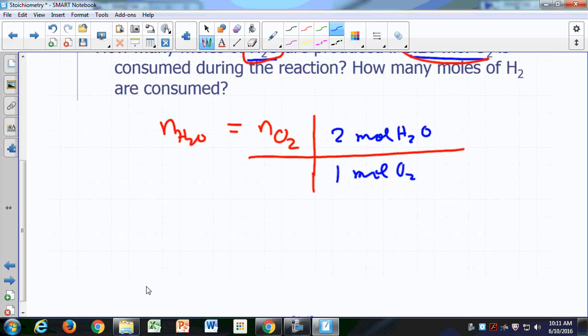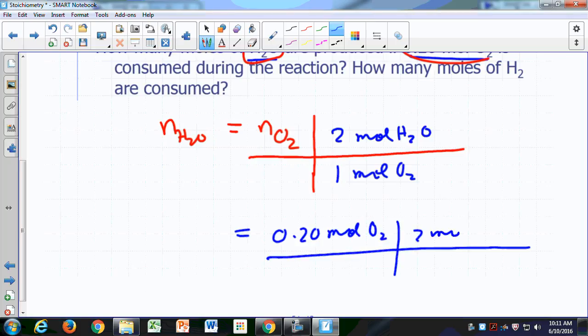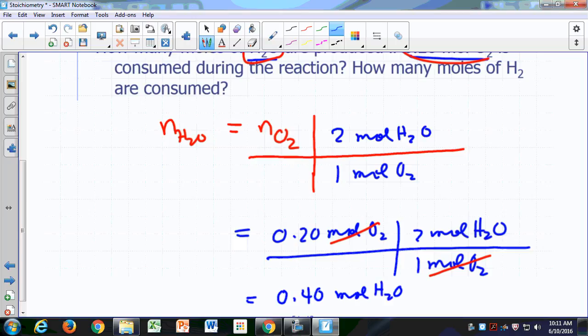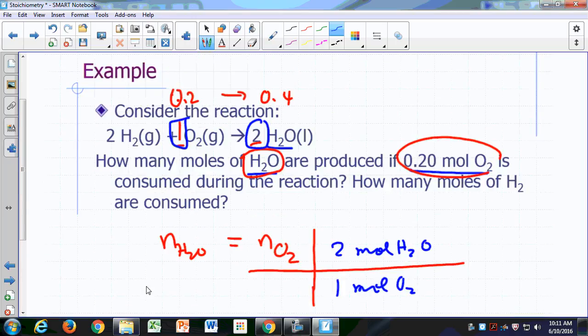And so to solve this problem, you just say moles of O2 is equal to 0.20 moles multiplied by 2 moles of water over 1 mole of O2. Notice that moles of O2, the unit cancels out. That gives you 0.20 times 2. That's 0.40 moles of H2O, as expected. Okay, you can see 0.4 moles.